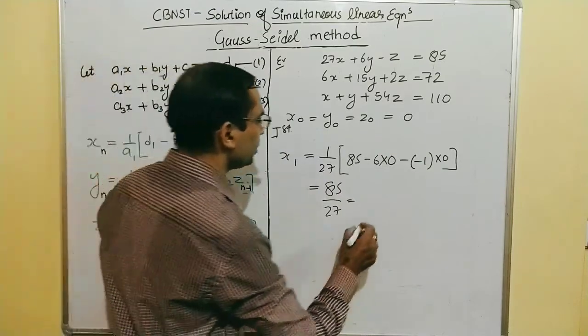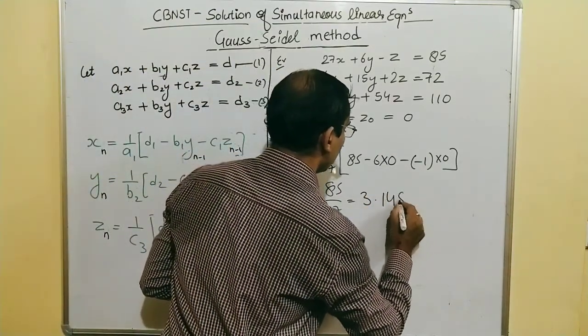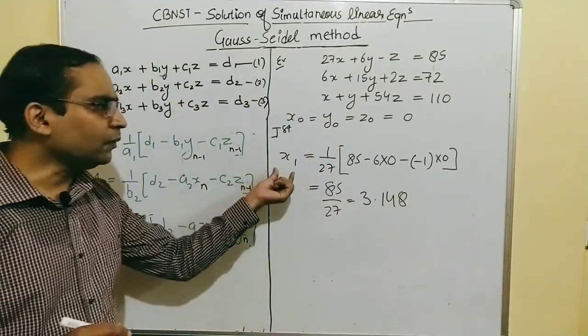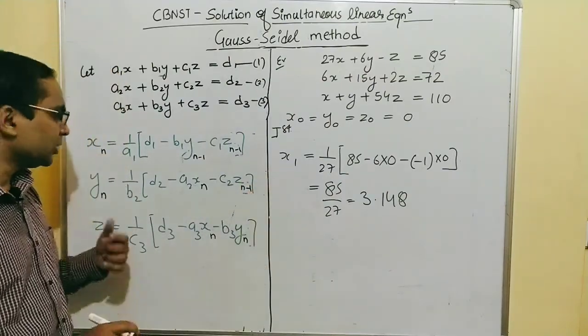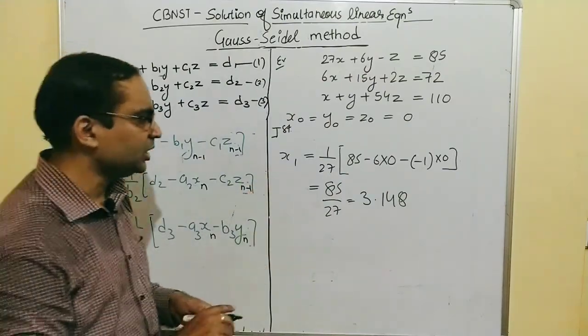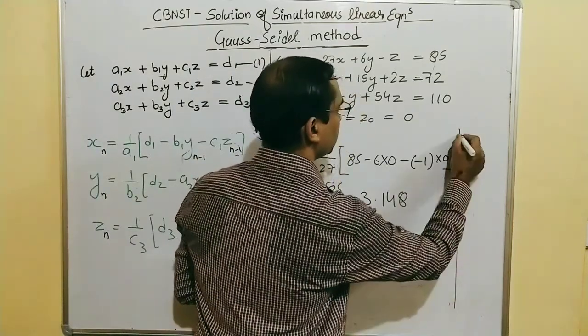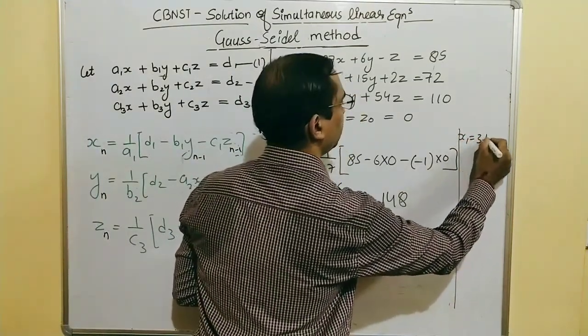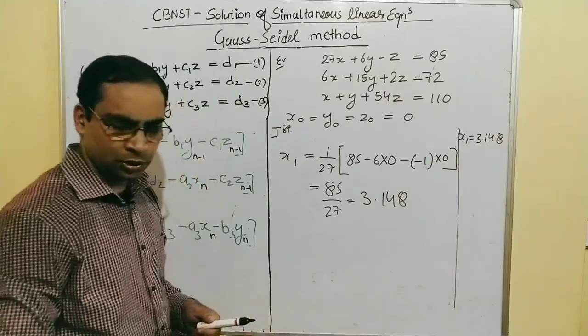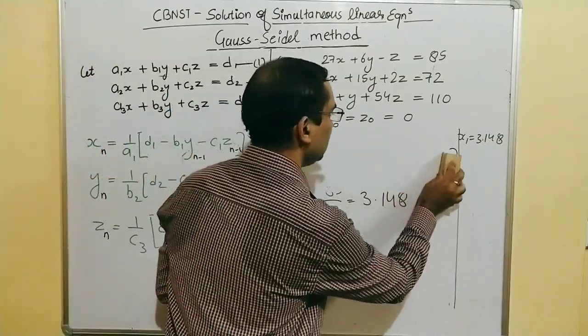This is 3.148. So this is the value of x1. Now let's calculate the value of y1. Let me keep this x1 safe. So the x1 is equal to 3.148. So now we'll find out the value of y1.